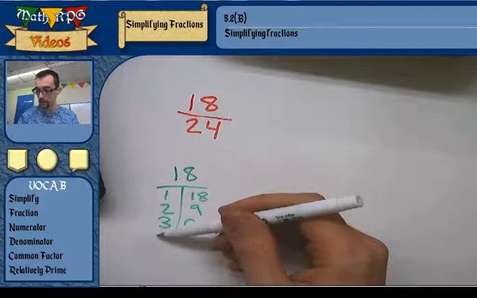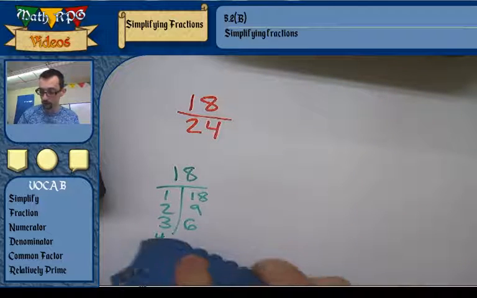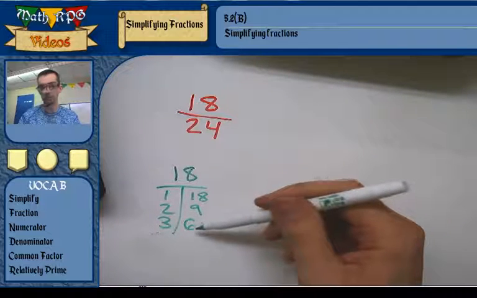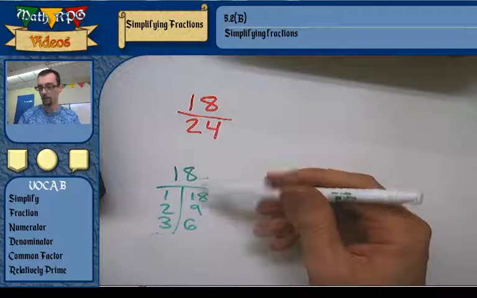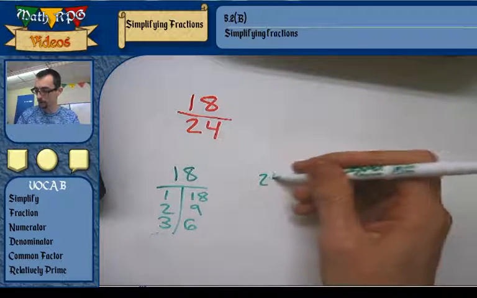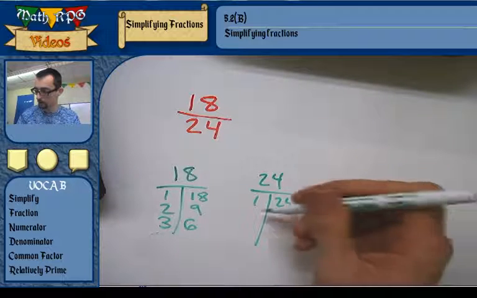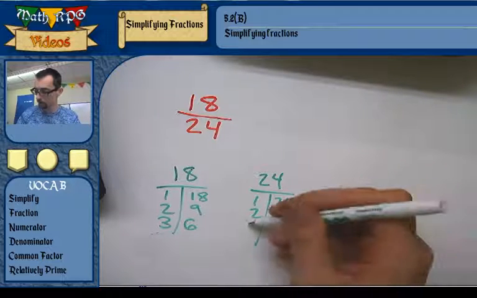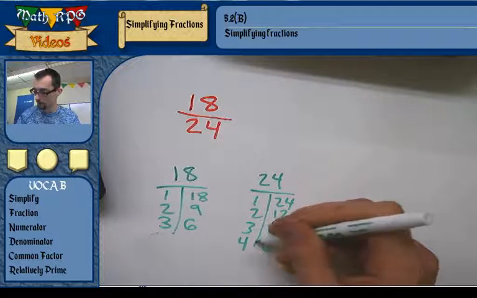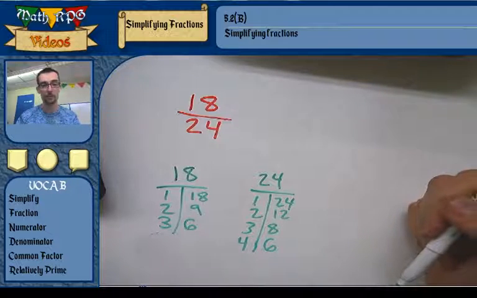So does 18, is that divisible by 4? No, it's not. Okay, is it divisible by 5? Nope. And you can stop at that point, because 6 is already on your list, right? You just keep going up and up and up. So I can stop there. 24, I'm going to find the factors of 24. Let's see, 1 times 24, 2 times 12, 3 times 8, and 4 times 6. Now, 5 doesn't go into 24, and 6 is already on my list, so I can stop there.